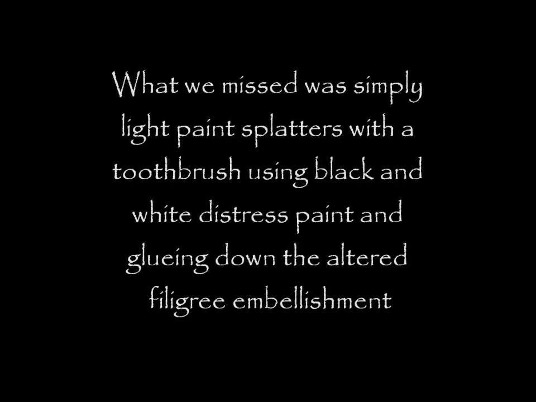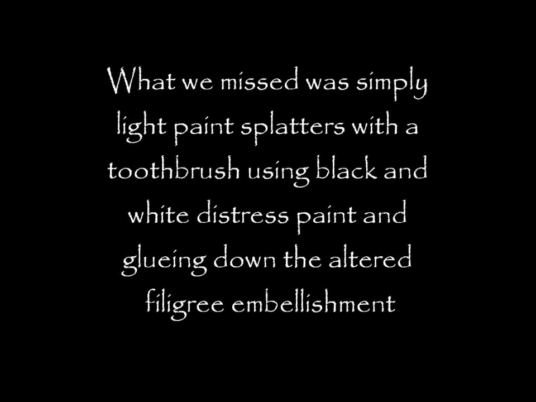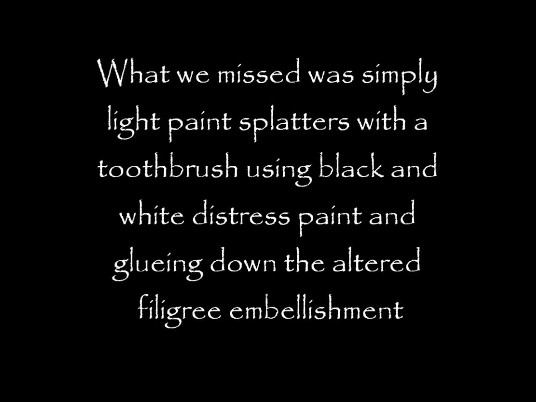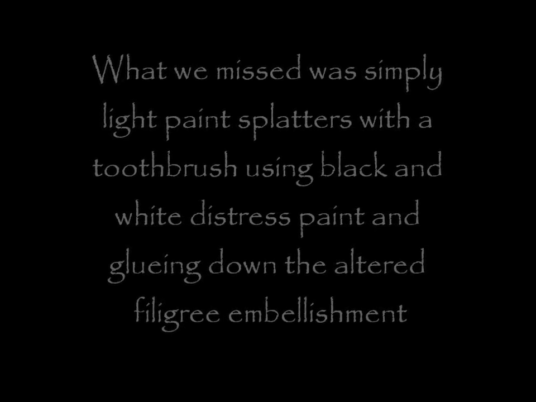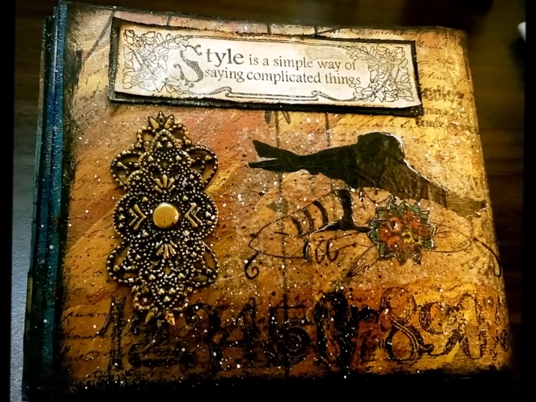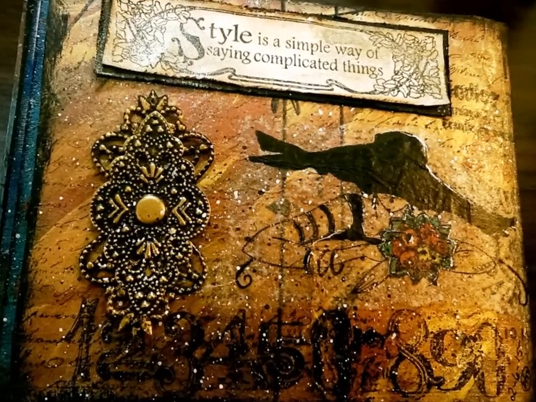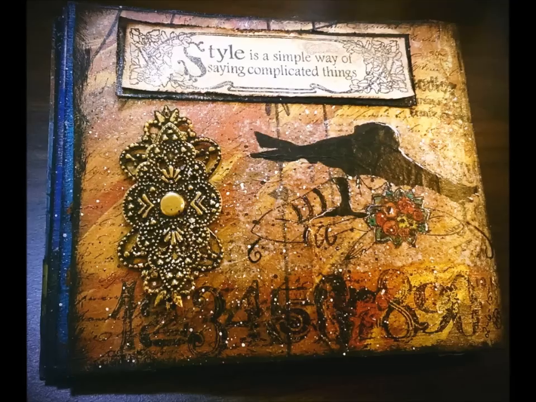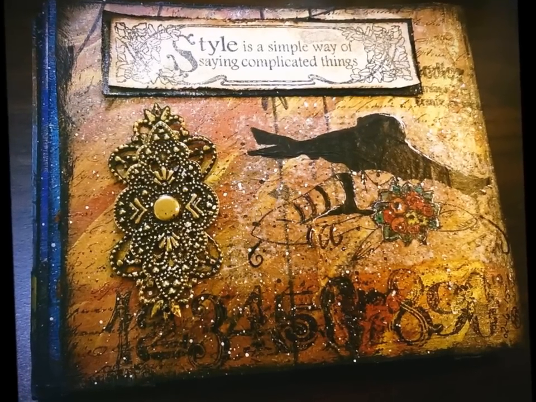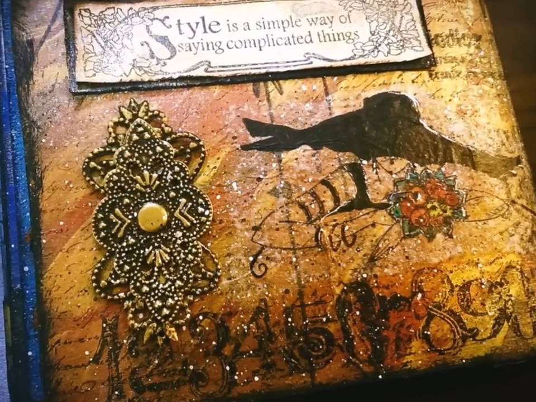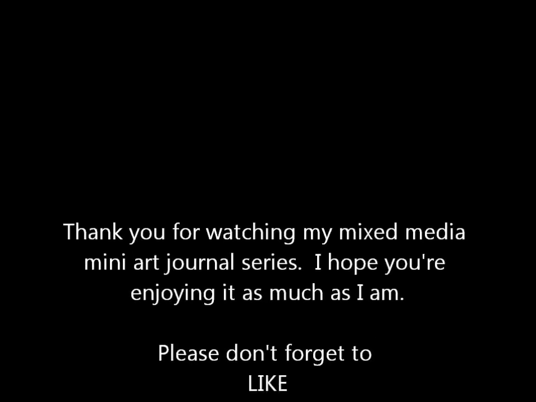And then here's what we missed. I don't know why we missed it, but we did. I just did some paint splatters with a toothbrush and black and white distress paint, and then glued down the embellishment and the altered filigree embellishment that I did. So there it is. I love how that filigree piece turned out. I love the sassy big hat lady and all the texture there. I hope you guys do too. Hope you like it and you're inspired to make something very vintage and beautiful and use some filigree pieces.